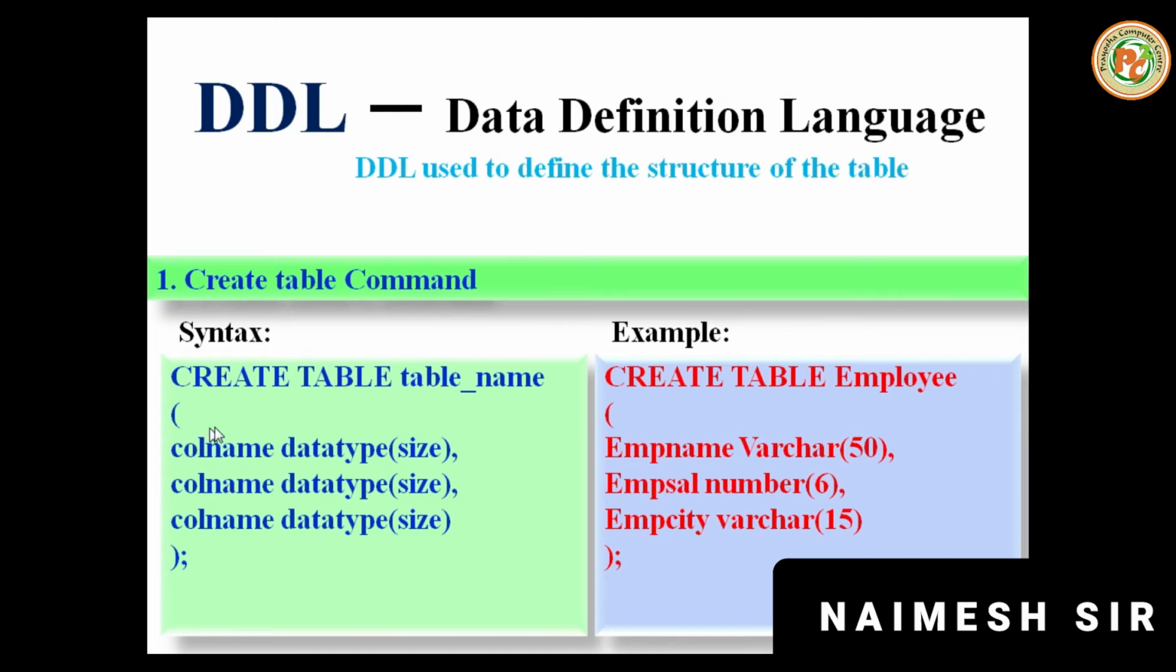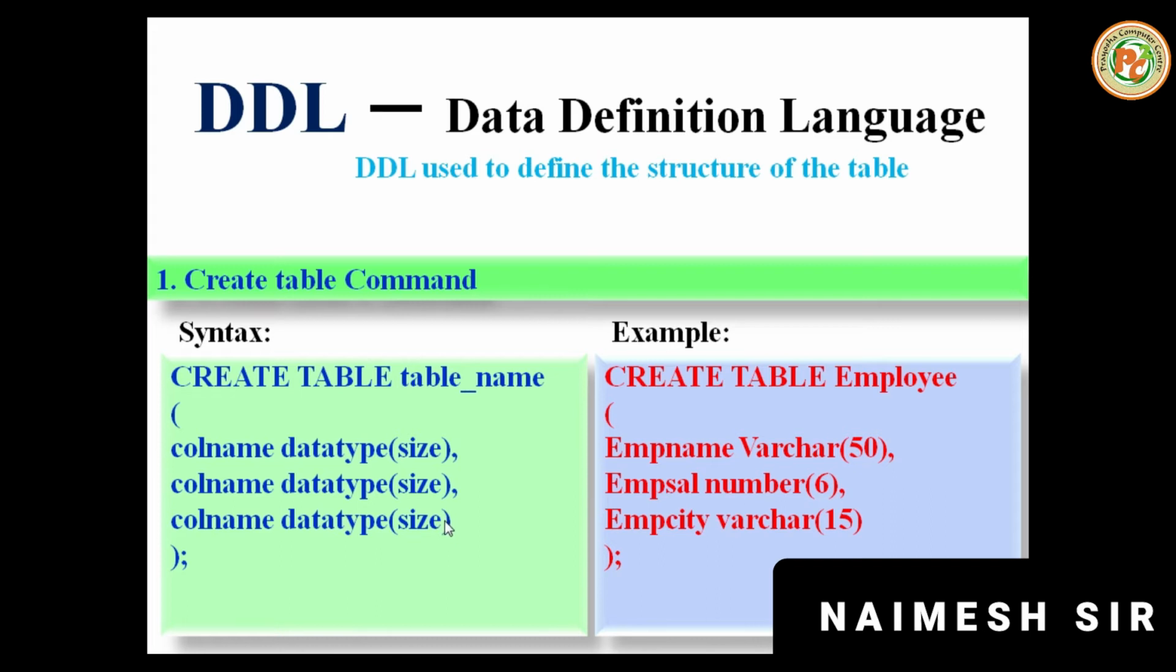Then write the column name, then space, then the data type of the respective column, and then specify the size of your column, then a comma, then the second column name, its data type and its size, then a comma, then the third column name, then data type, then size. And if we have 4, 5, 6 and so on columns, we have to follow the same pattern: column name, data type, and its size.